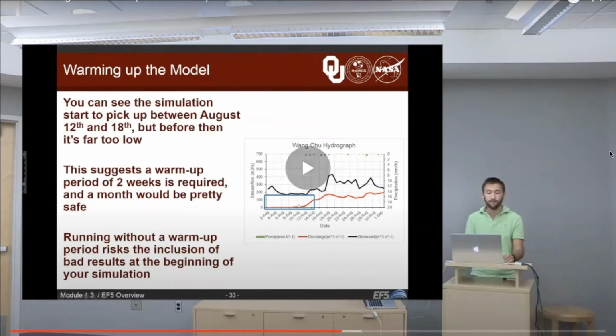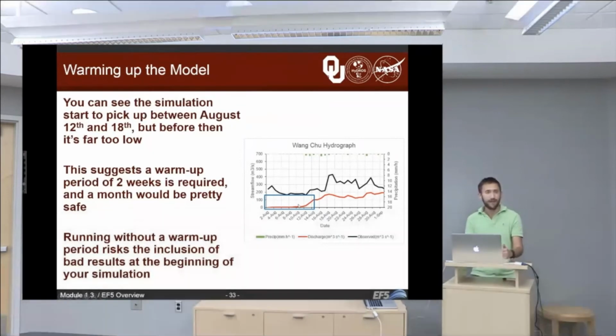Running without a warm-up period risks you including bad data and bad results in the beginning of your simulation. So that's why you always want to make sure that you have a warm-up period.